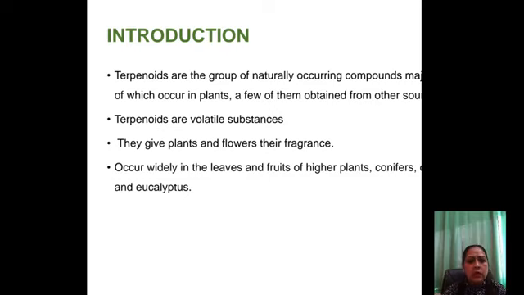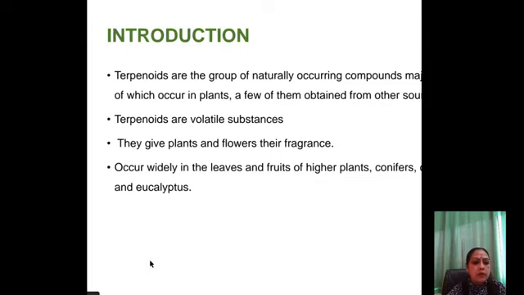Good morning, students. Today we will discuss one of the natural products, that is terpenoids, and we will discuss the introduction and basic rules of terpenoids in today's class.